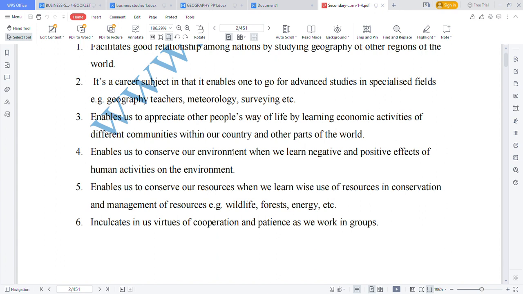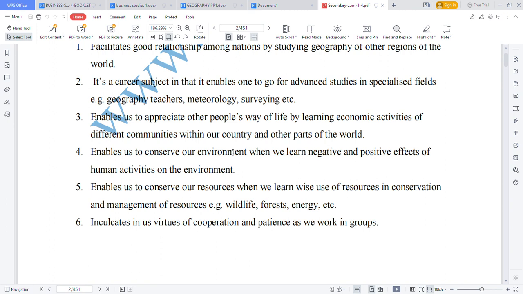The next one, it is a career subject, in that it enables one to go for advanced studies in specialized fields, e.g. we have geography teachers, meteorologists, and surveying. So it is a career subject.